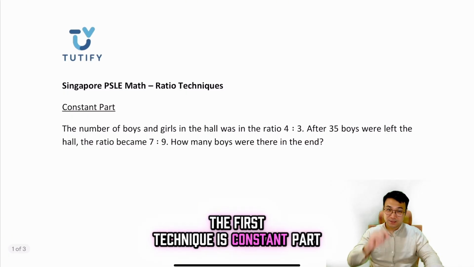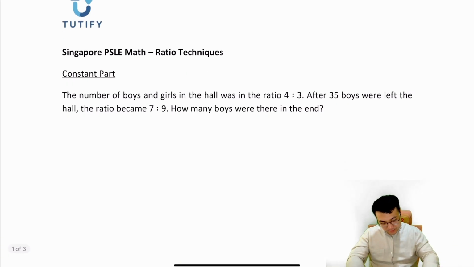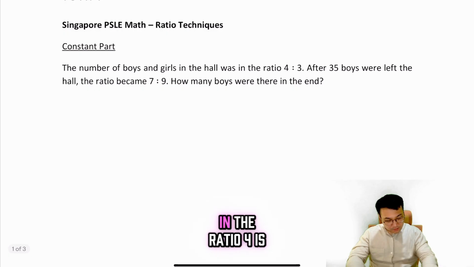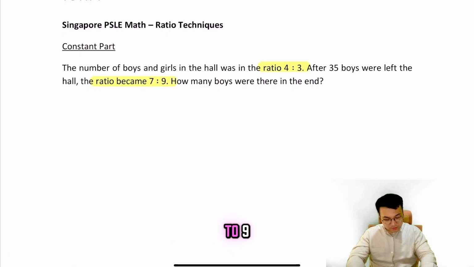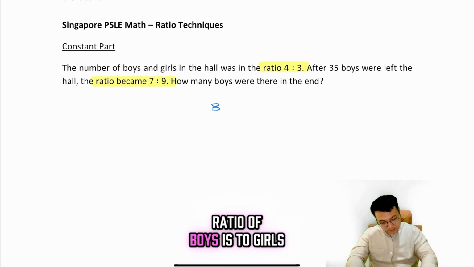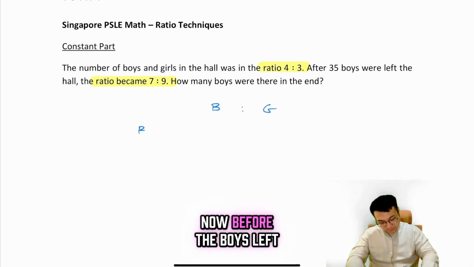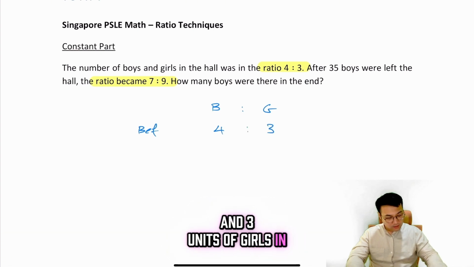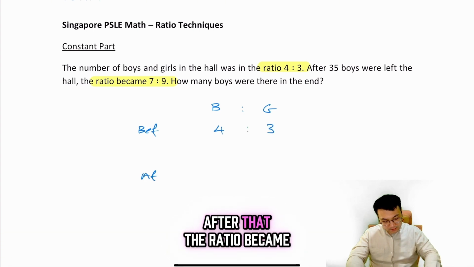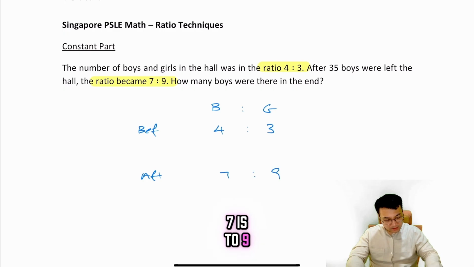The first technique is constant part. Let's look at the question. There are some boys and girls in the hall in the ratio 4:3. Some boys left the hall and the ratio became 7:9. So let's write down the ratio of boys to girls. Now, before the boys left the hall, there were 4 units of boys and 3 units of girls in the hall. After that, the ratio became 7:9.